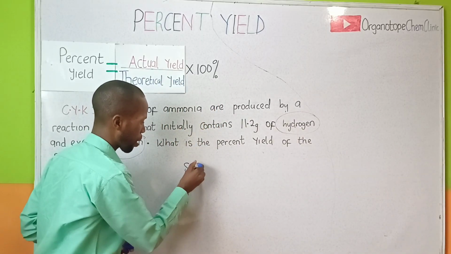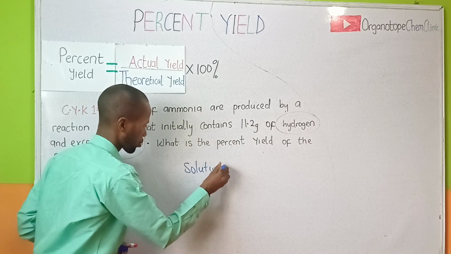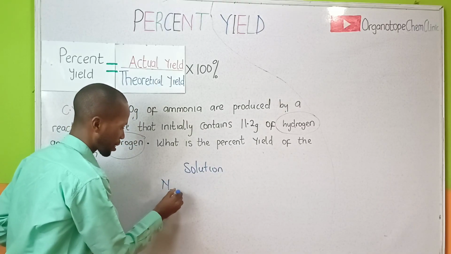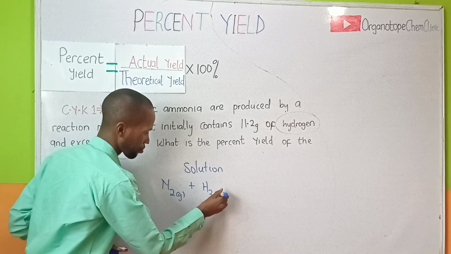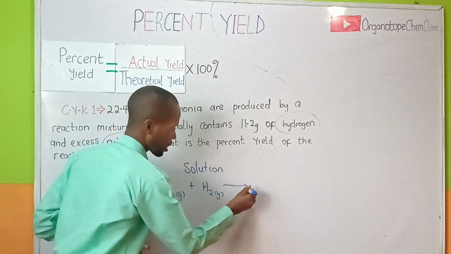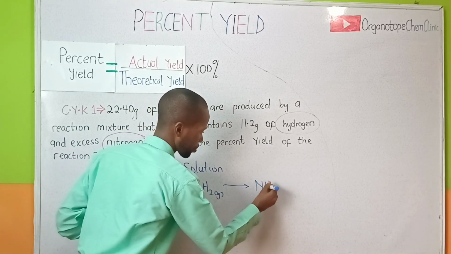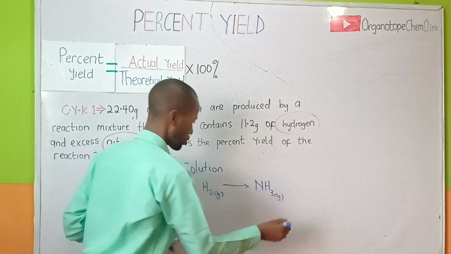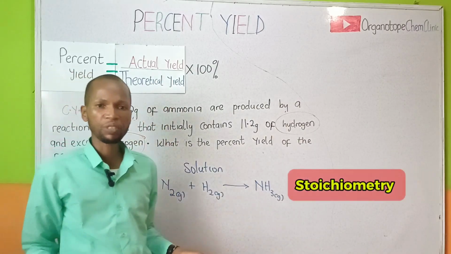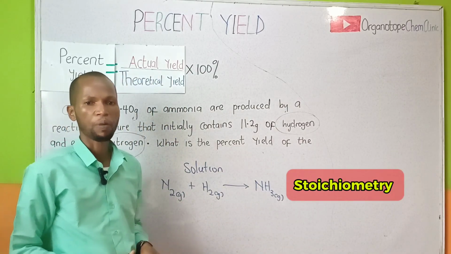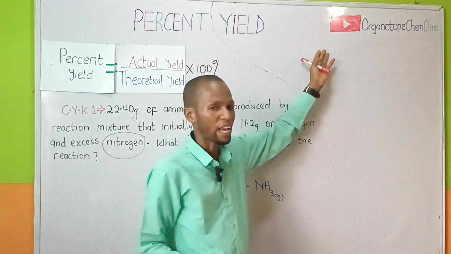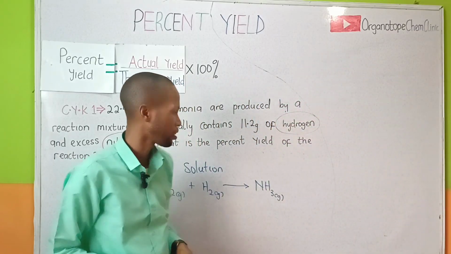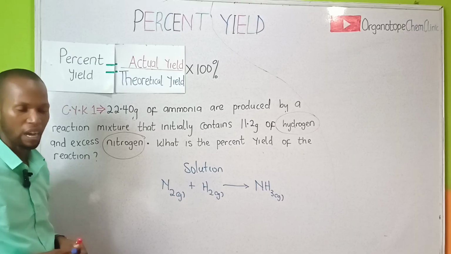So we have our Haber process, which involves the reaction of nitrogen gas with hydrogen gas to give ammonia gas. From our stoichiometry of reaction, there is need for us to balance this chemical equation. I've explained that in stoichiometry right here. You can watch the video lesson. So we need to balance this chemical equation.